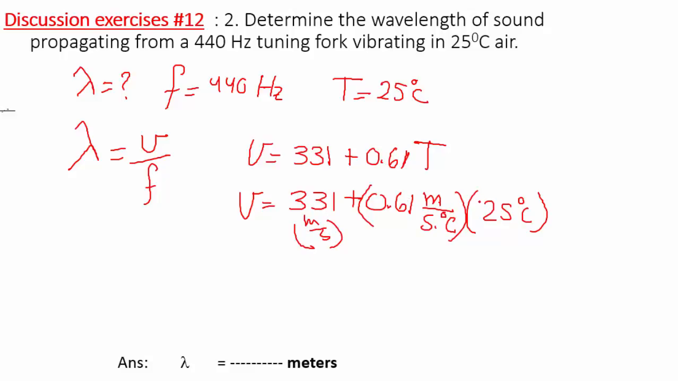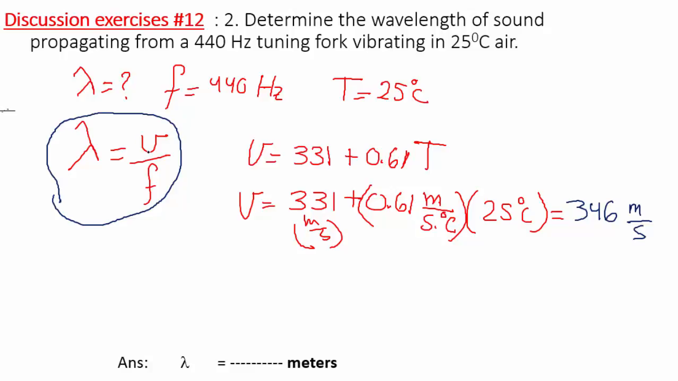Now, if you carry out the calculation, this should give you around 346 meters per second. So that's the speed of the sound. Now, this is not the answer yet. We are asked to find the wavelength. So to find the wavelength, we can go back to our equation here and plug in the value of the speed that we got and divide by the frequency. So the wavelength will be 346 meters per second divided by the frequency, which is 440 hertz.